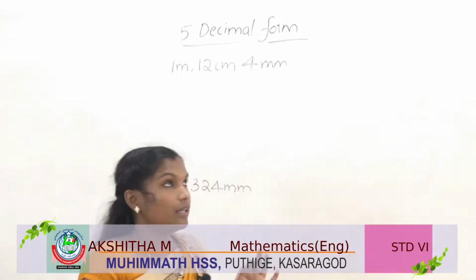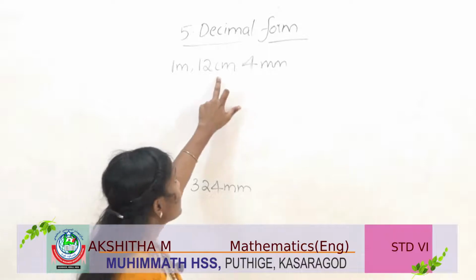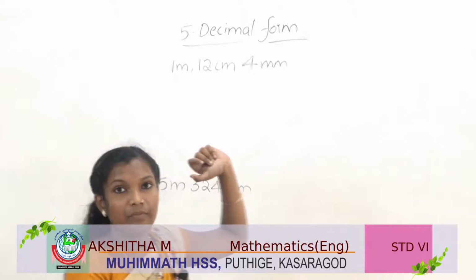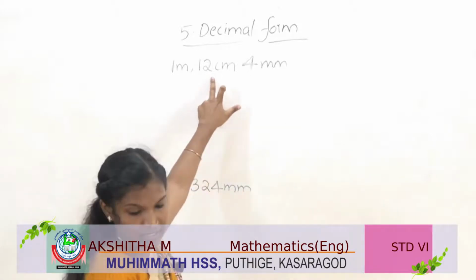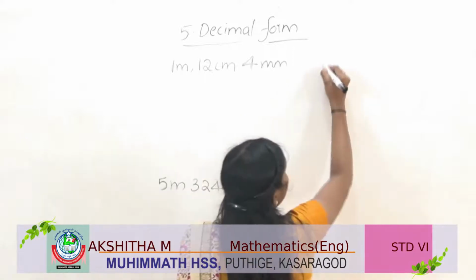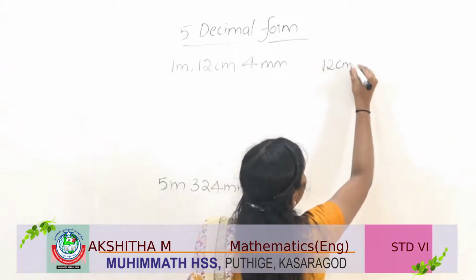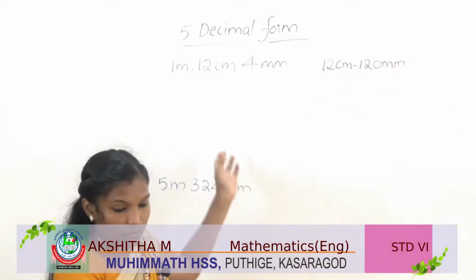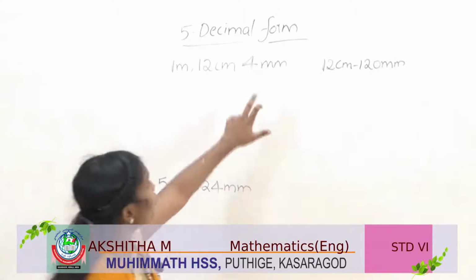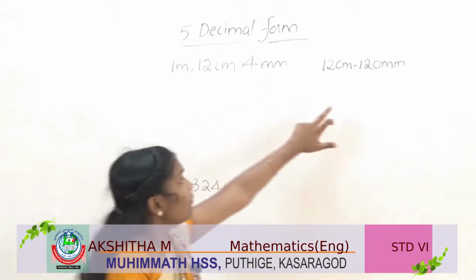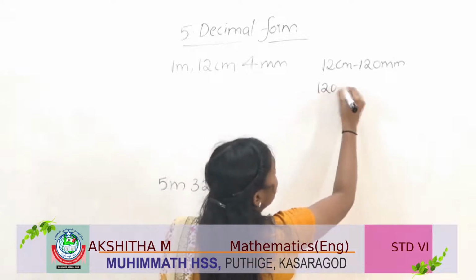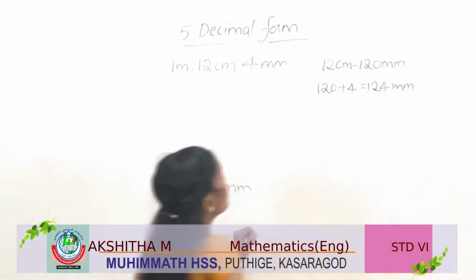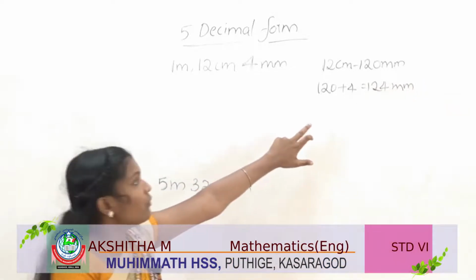Length of a table is 1 meter, 12 centimeter and 4 millimeter. How can we write this? 12 centimeter in millimeter we can write 120 millimeter. With 4 millimeter more we can write 120 plus 4, 124 millimeter.